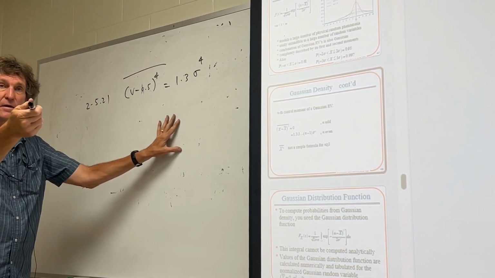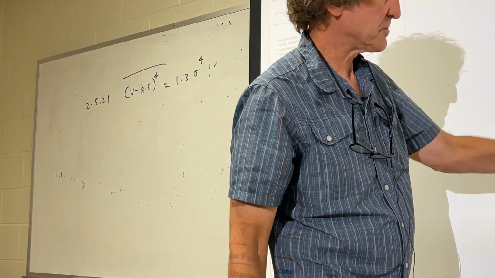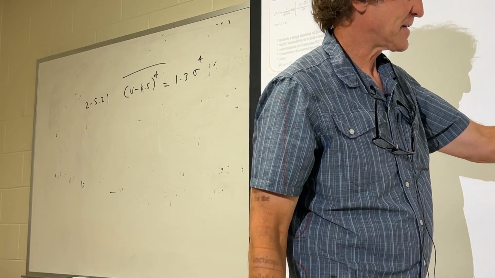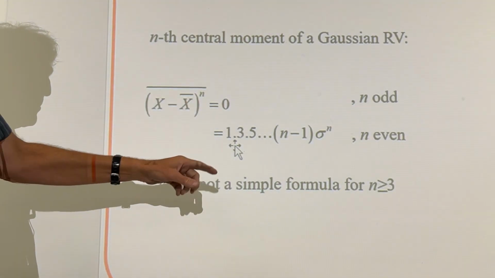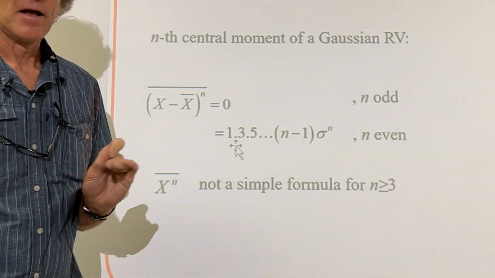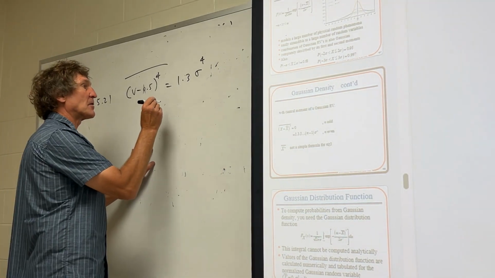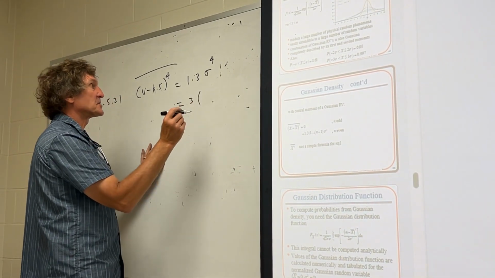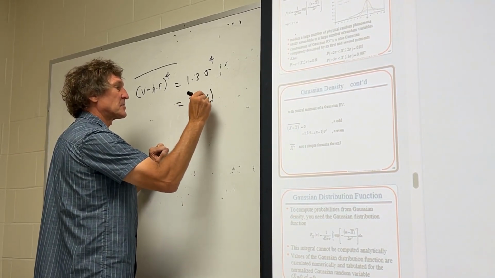Where do you get 1 times 3? It's supposed to be times. I don't know why it didn't show, but these are all times each other. Okay, 1 times 3 times sigma to the 4th. So that's 3, sigma was 16, right? So it's 16 to the 4th power.